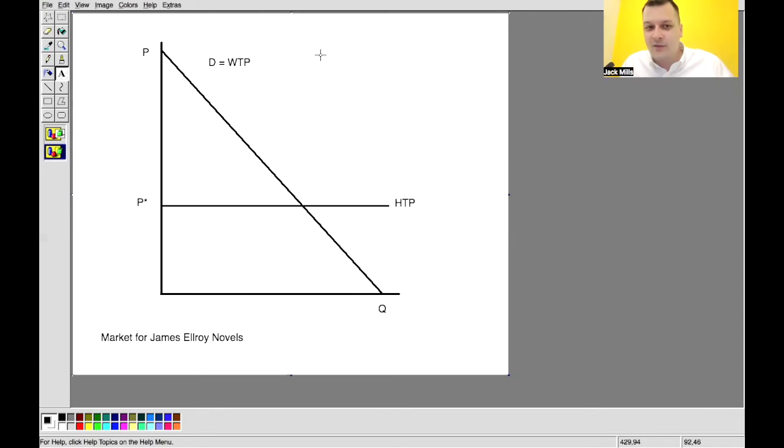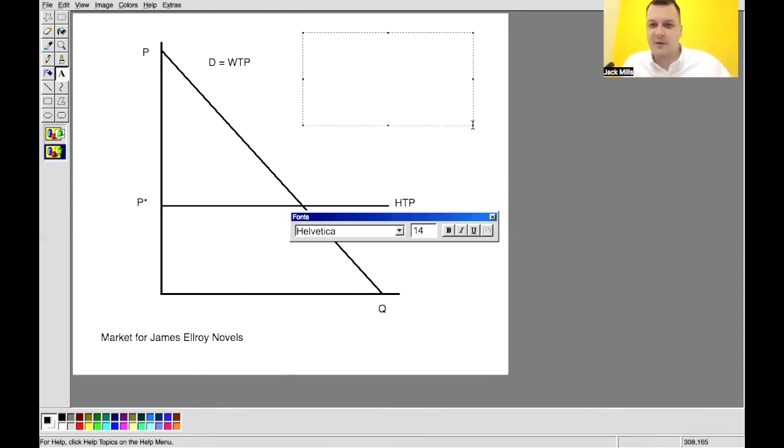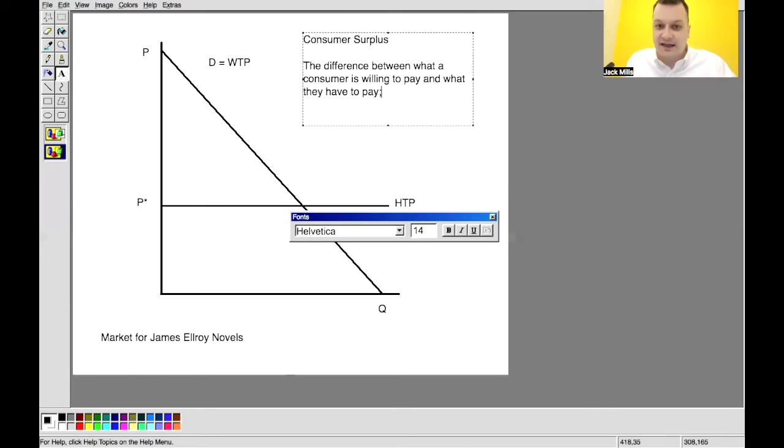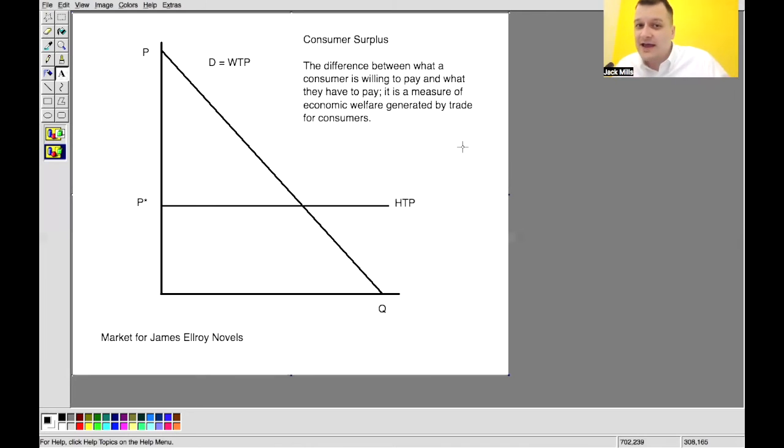Let's put this definition down and see how it integrates. So consumer surplus is the difference between what a consumer is willing to pay, the demand curve, and what they have to pay, the price. It is a measure of economic welfare generated by trade for consumers. A little wordy, but you get the idea. Difference between what a consumer is willing to pay and what they have to pay.